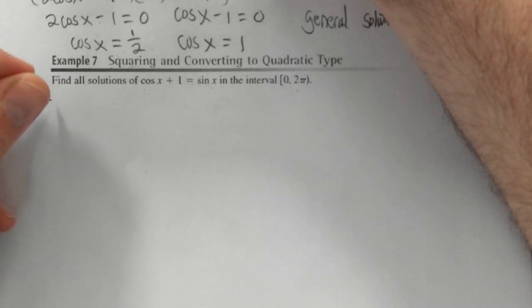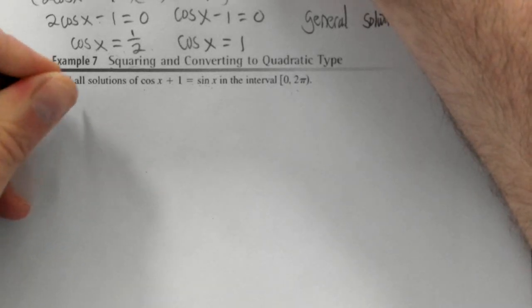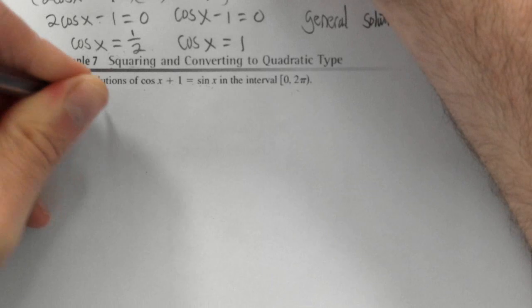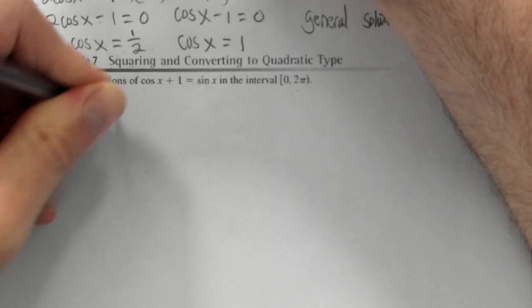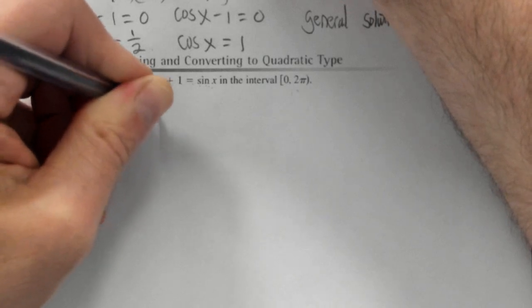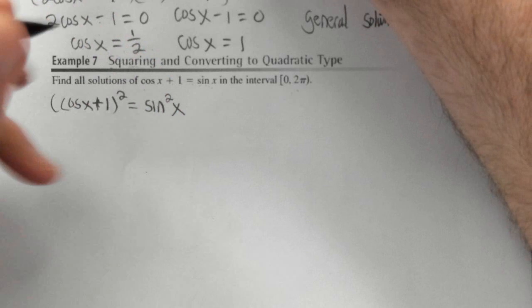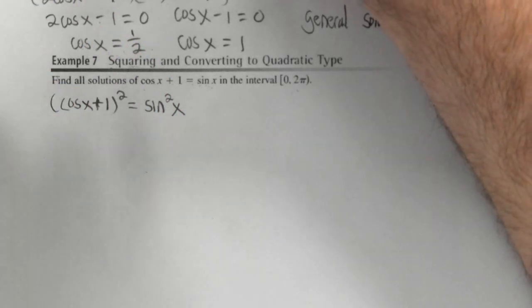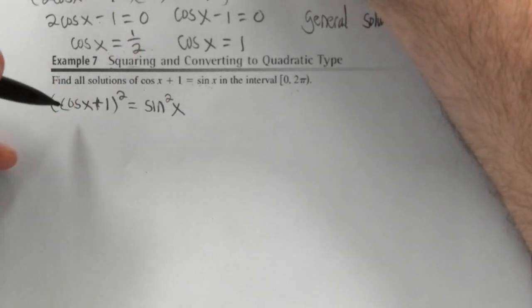I'm going to go cosine x plus 1 squared equals sine squared x. Okay, so we're going to square both sides. That is the first strategy. I can square this out now.